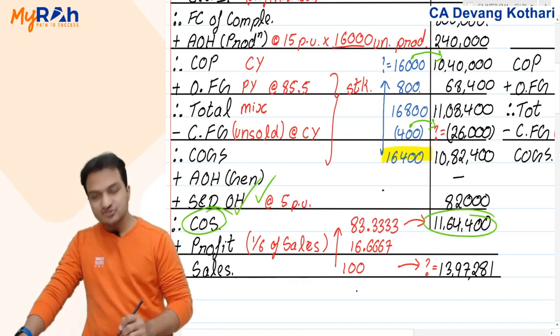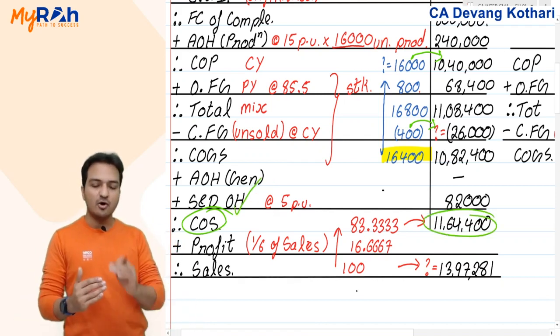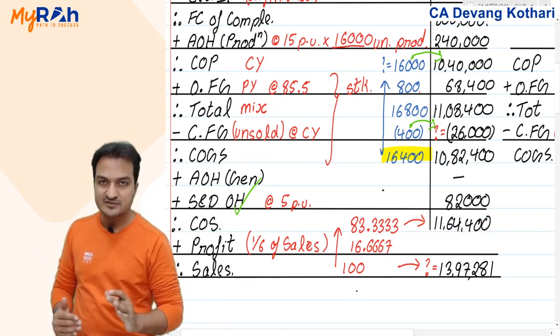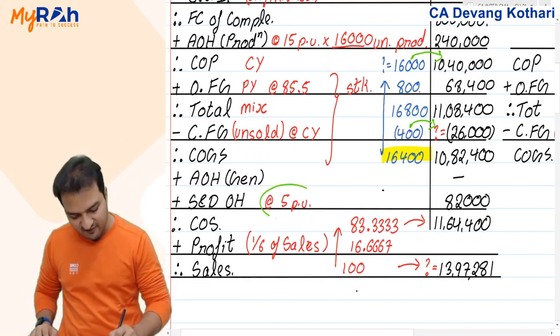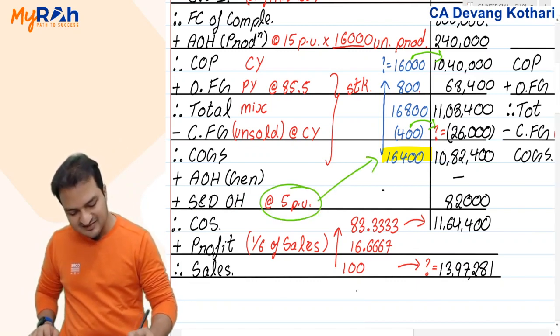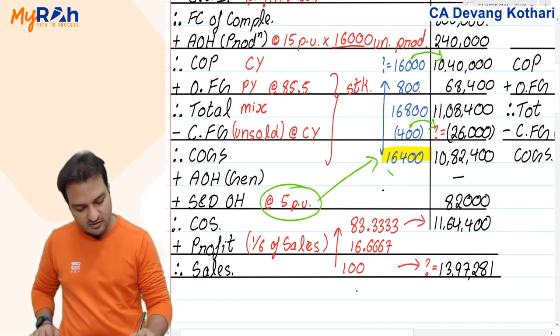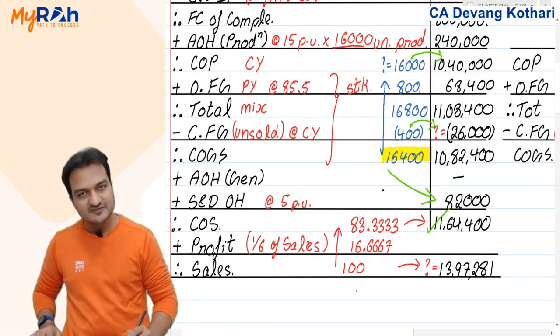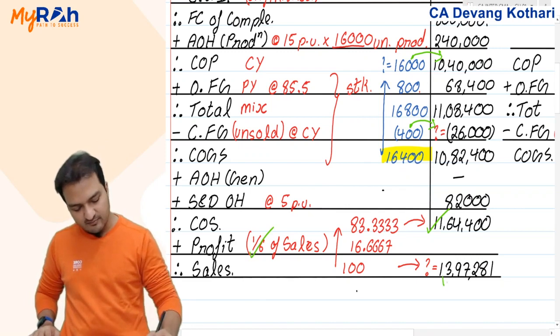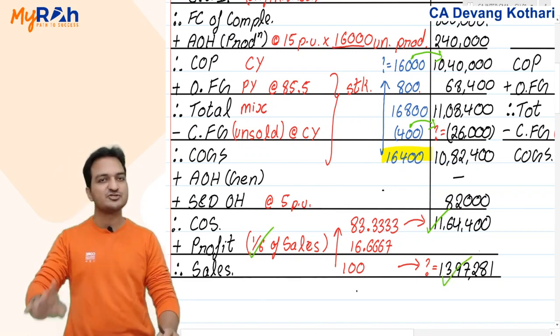Remember, selling and distribution overheads are incurred only on the sold units. So this 5 per unit is incurred on these 16,400 units, which gives you 82,000 here. That gives me total cost of sales. On that, I then add profit and make the sales. This was my question number one.